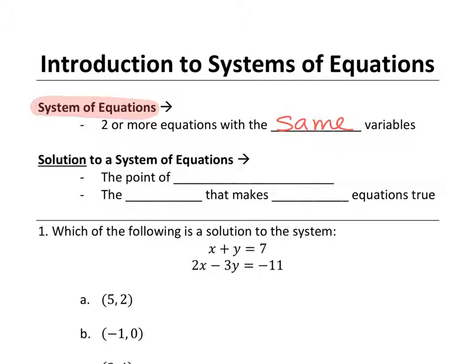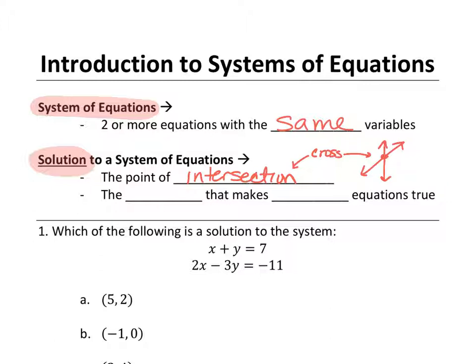Now, when we're finding a solution to these systems, which is the goal for today, not just writing them like we did last time, but actually solving them, we're going to be looking for the point of intersection. Okay, you did this last year. You found a spot where two lines crossed. That was called their point of intersection. So we can call this the point that they cross. That's called the point of intersection. Or the point that they touch or cross.